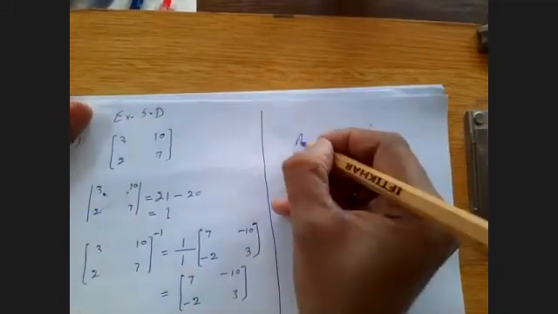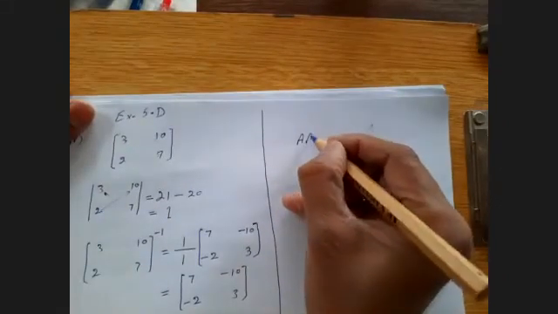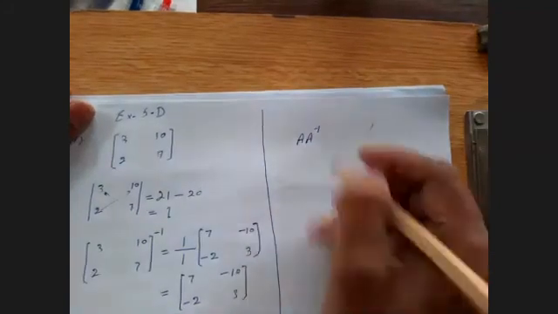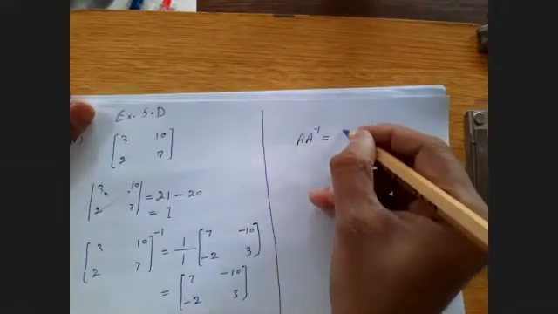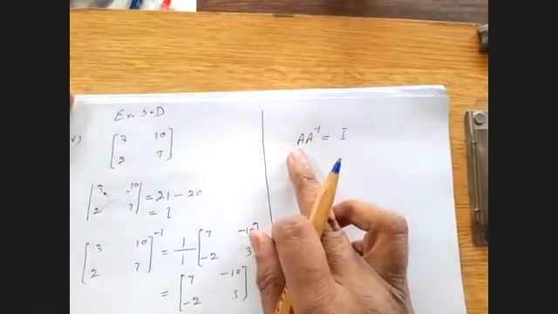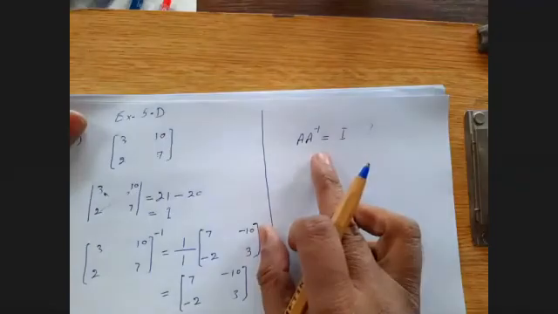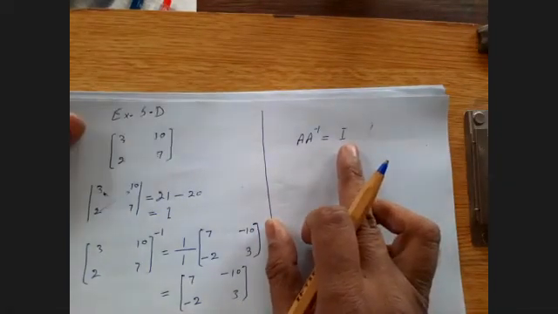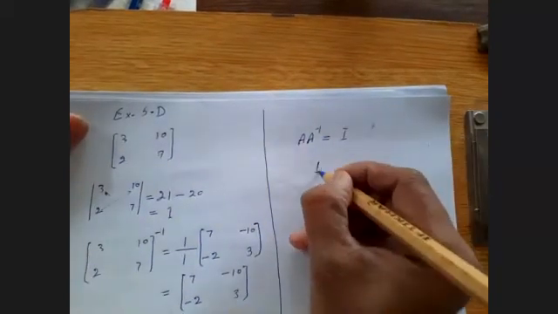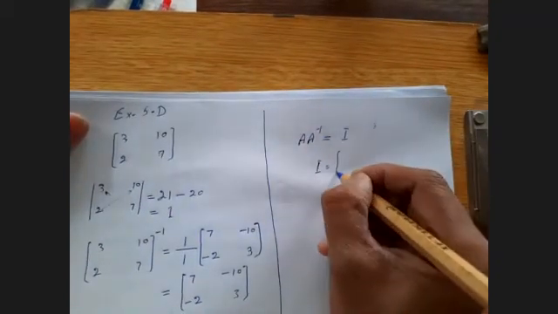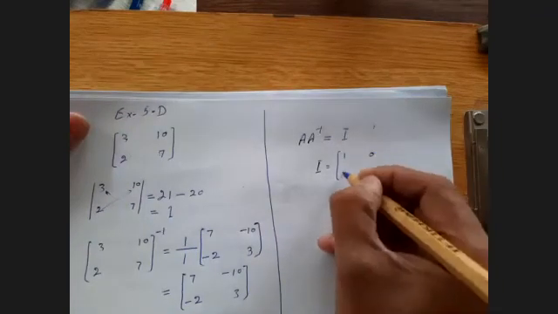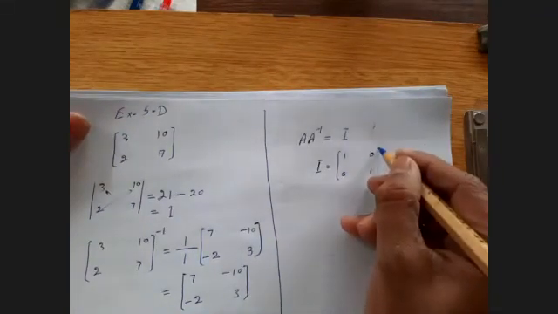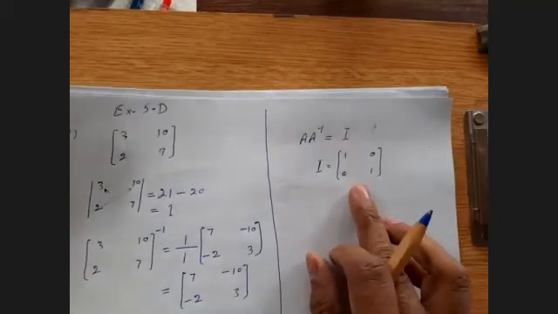if there is a matrix A, when it is multiplied with its inverse, the result will be an identity matrix. Remember this. If a matrix is multiplied with its inverse, the result will be an identity matrix. And I told you, what is an identity matrix of order 2 into 2? 1 0 0 1. This I told you last time, that this is an identity matrix.